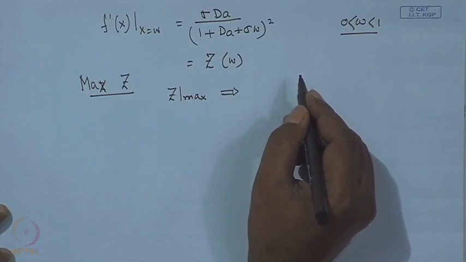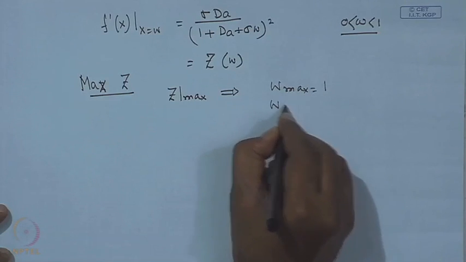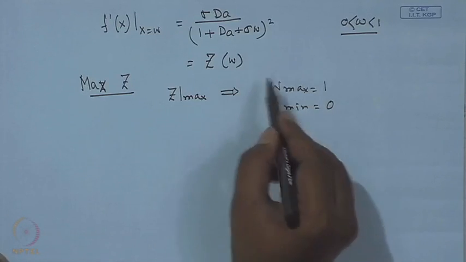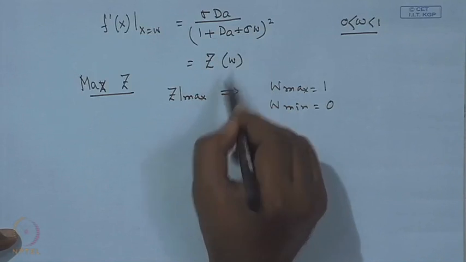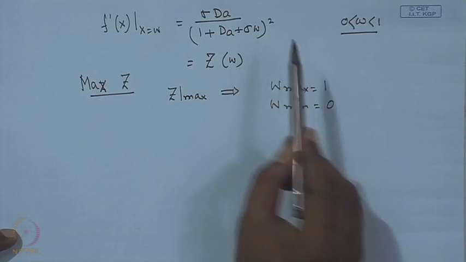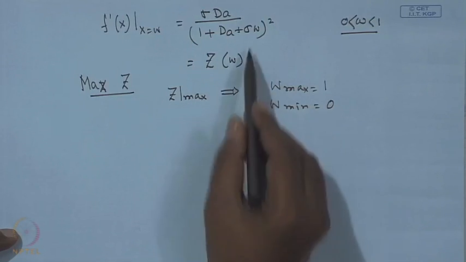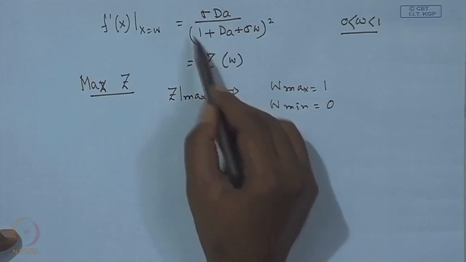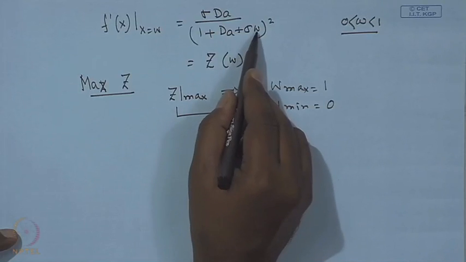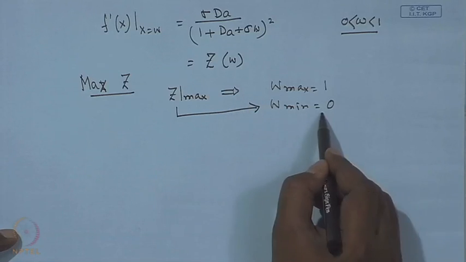So, z will be maximum under what condition? That is our next step. Since w maximum is equal to 1 and w minimum is equal to 0, and since w is appearing only in the denominator of the expression of z, if you put the maximum value of w here, it will give you the minimum value of z. If you put the minimum value of w in the denominator, it will give you the maximum value of z. So, z maximum will be obtained when we put w at its minimum value. What is the minimum value of w? Minimum value of w will be equal to 0.